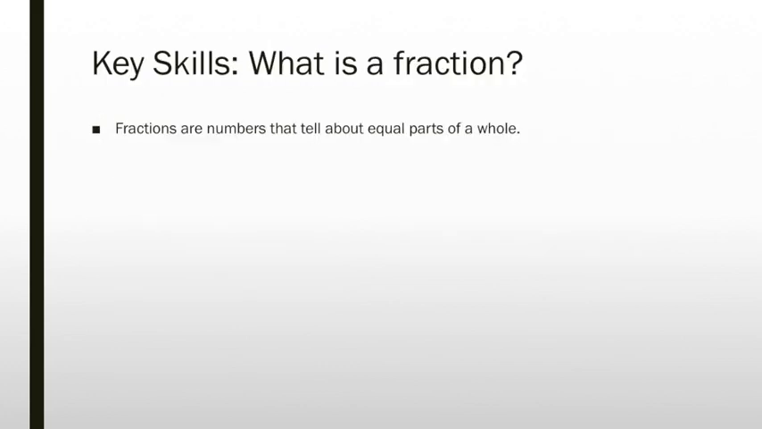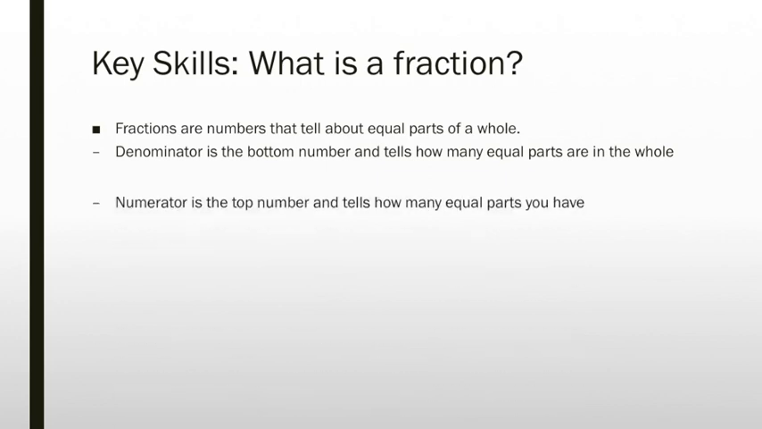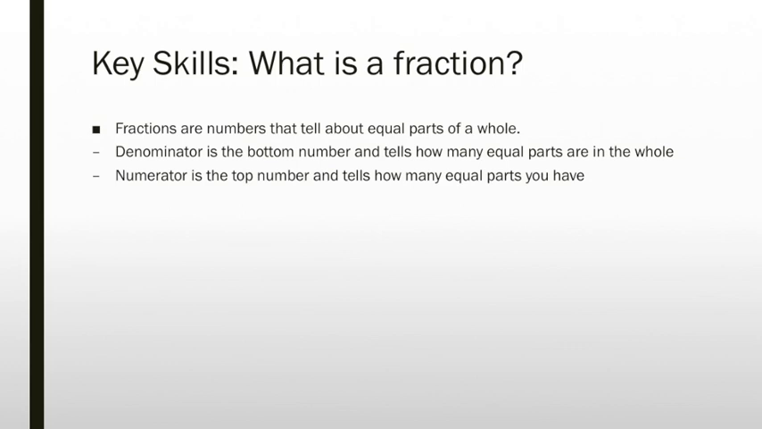So the first skill that I want us to talk about, since we're talking about fractions, is making sure that we remember and understand what a fraction is. So remember that fractions are numbers that tell about equal parts of a whole. And when we think about that, there's two parts of our fraction. We have our denominator, which is the bottom number, and it always tells us how many equal parts are in our whole. We also have a numerator, which is the number on top, and this tells us how many equal parts that we have. So the numerator often tells us how many parts are shaded. It may be looking at how many pieces of pizza have pepperoni or how many pieces have been eaten.